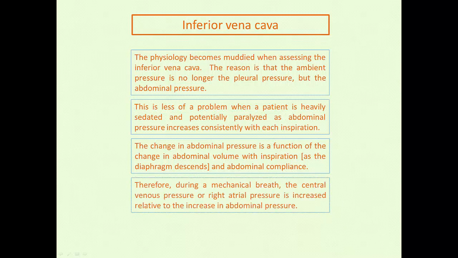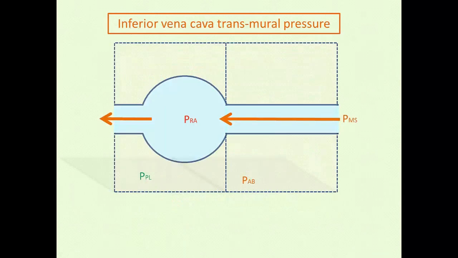Therefore, during a mechanical breath, the central venous pressure or right atrial pressure is increased relative to the increase in abdominal pressure. So now I've modified my diagram a little bit more. And so now you can sort of think of this as the inferior vena cava. This is your mean systemic pressure driving blood back to the right atrium. And then this is the outflow of the thorax. So this short space here from the right atrium to out of the thorax would represent everything in between. So that would be the right ventricle, pulmonary vascular bed, left atrium, left ventricle, aorta, everything right here, blood going out of the thorax.